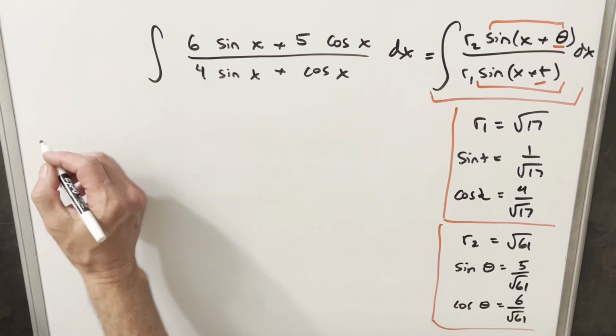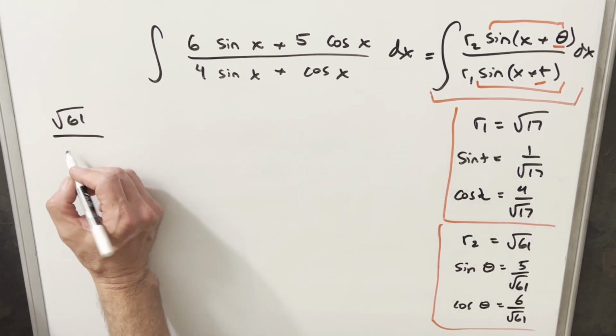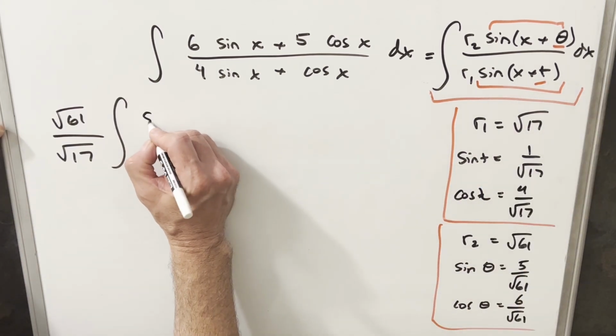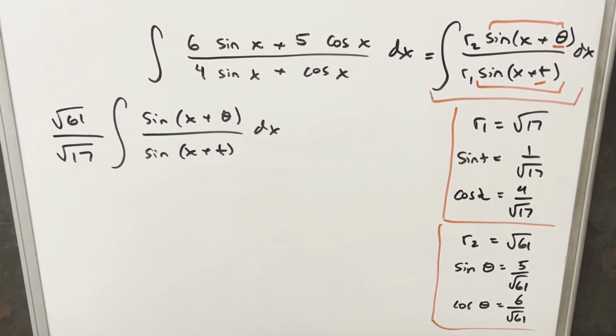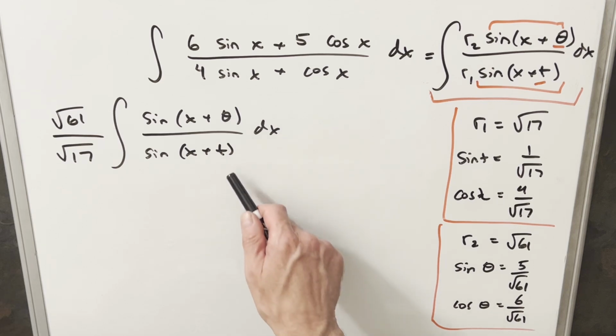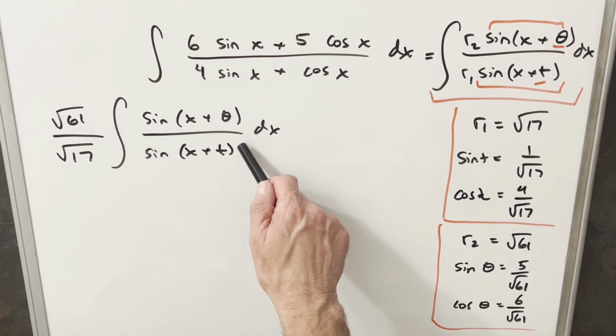So what I'm going to do is take out front of the integral, we're going to have square root of 61, and r1 is going to be square root of 17. And then let's just write out the rest of this integral. So we have that. Anyway, I'm not sure if I mentioned at the beginning of the video, this is a new method to me. So I had never done it before, and the first time I did it, I was stuck at this point because I didn't quite know, what do we do with this?